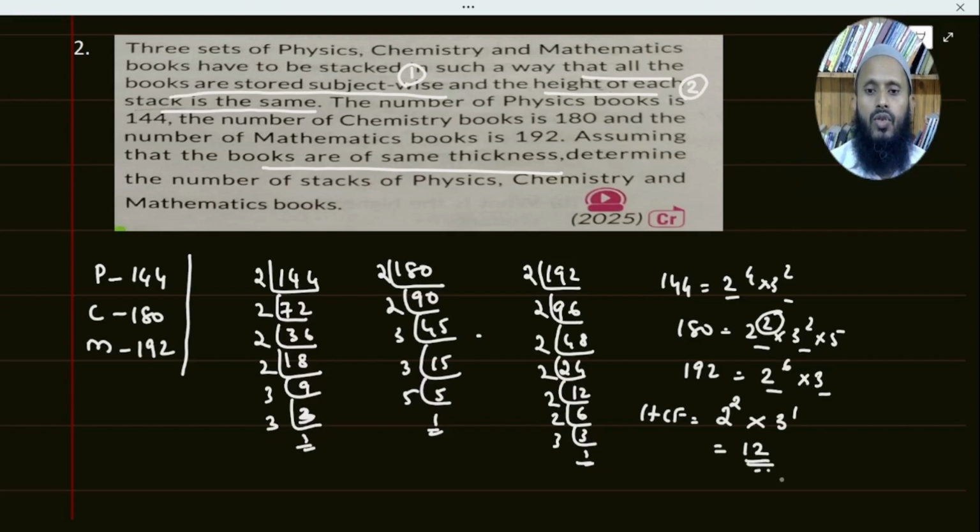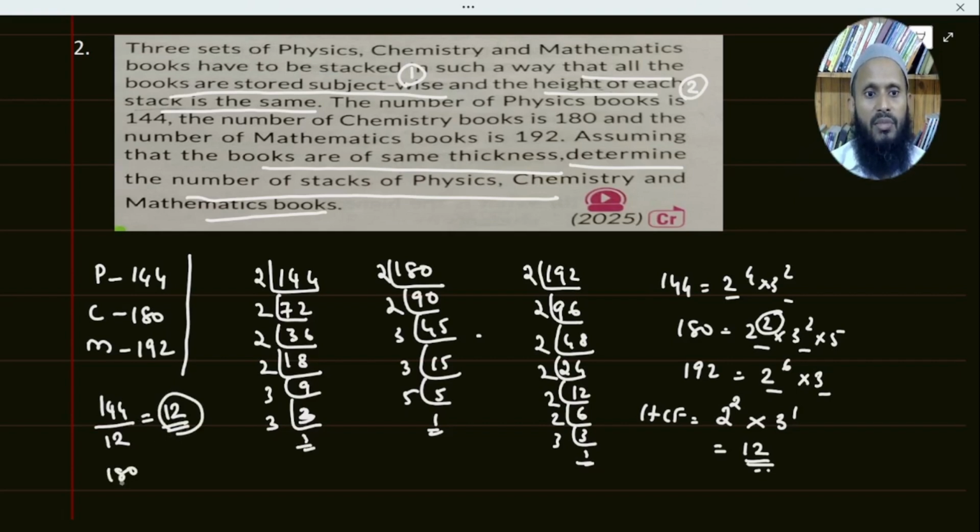So there should be 12 books in each stack. Okay, there should be 12 books in each stack. But what is their question? They are asking, determine the number of stacks of physics, chemistry and mathematics books. So they are not asking how many books are to be kept in each stack. They want the number of stacks of physics books. So I'll write it here. Total 144 physics books are there. By taking 12 books in a stack, we need 12 stacks of physics books.